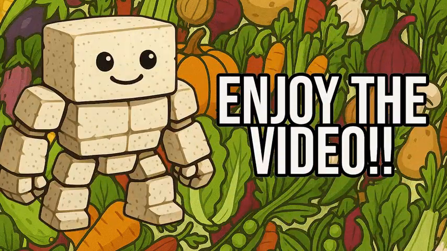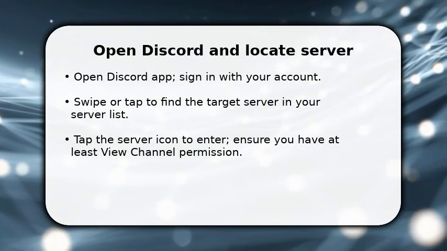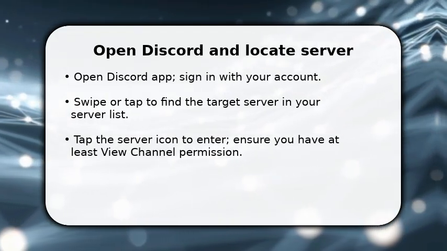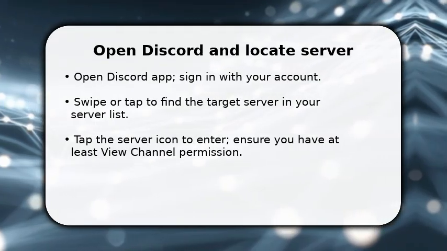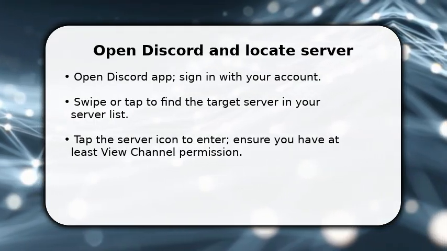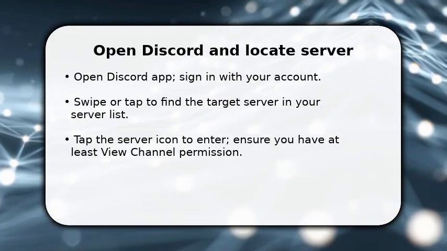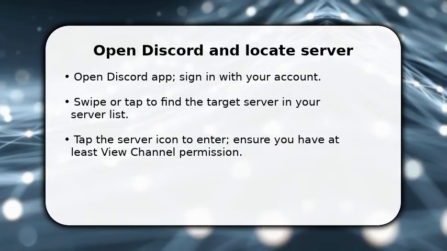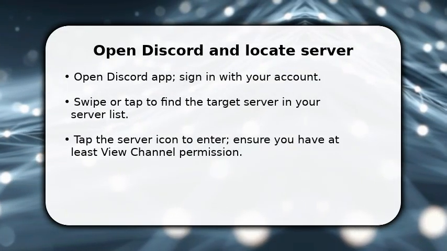Please enjoy the video. You start by opening Discord on your phone and signing in if needed. Once inside, scan the left edge for the server icon you want, tap to open it. If you don't see the server, use the search or swipe through icons. Make sure you have a role that grants view channel or manage server. Without those, you can't access server settings or tags.